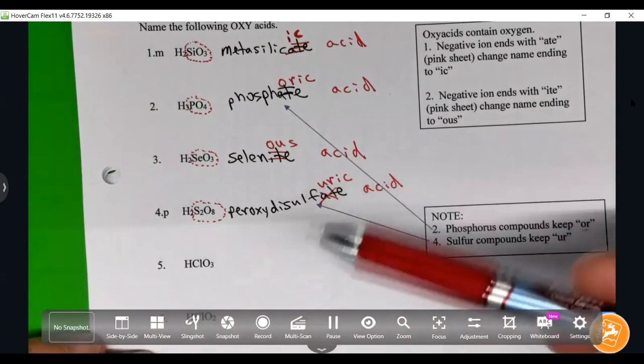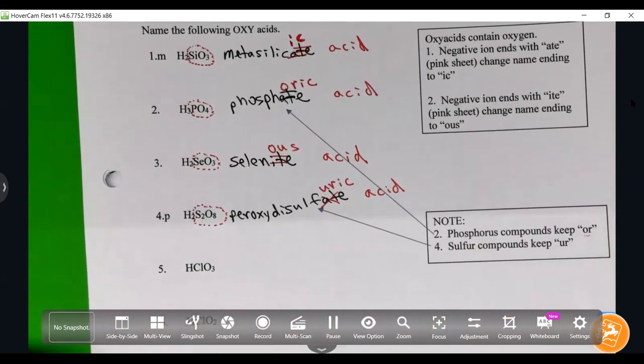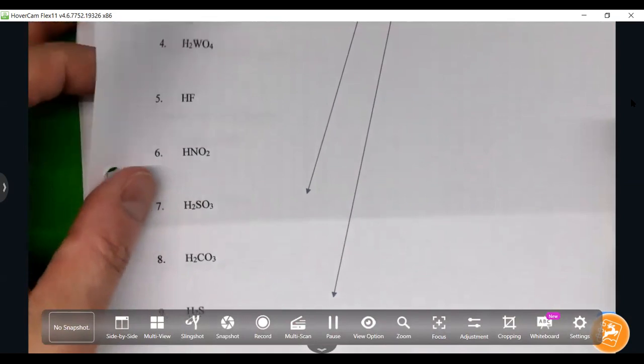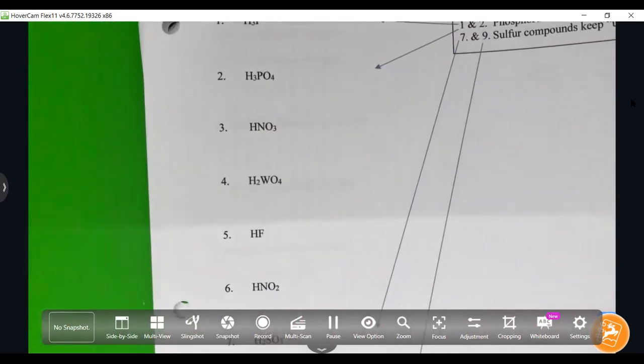So the rest don't have any weird things. You're just going to look up the negative ion, replace ate to ic. So I'll let you do that. And then the next page does the same thing, and it's kind of gotten mixed up.